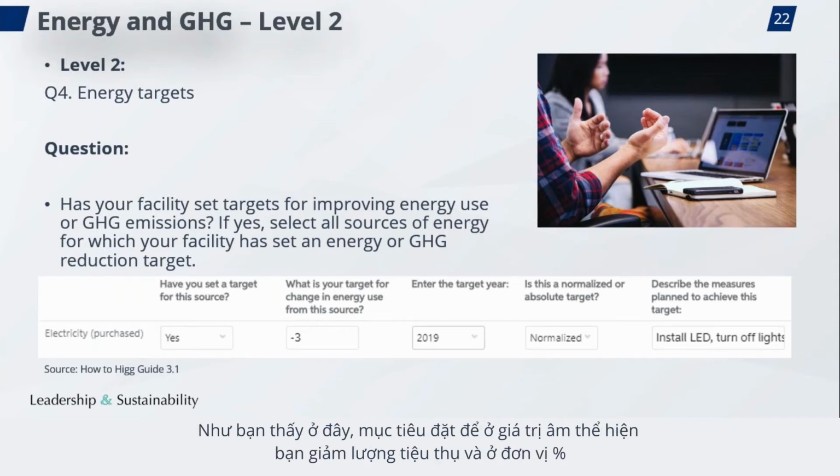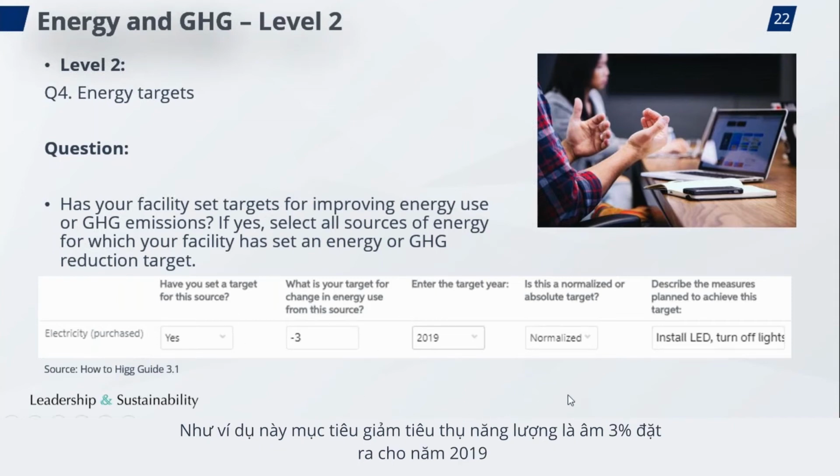And as you can see here, the target that you should insert should be minus if you want to save, and in percentage. So in this case, it had been a target set with -3% savings to be saved in 2019.